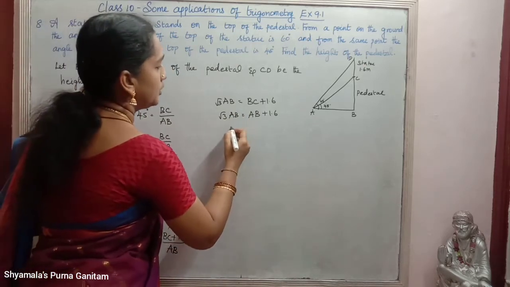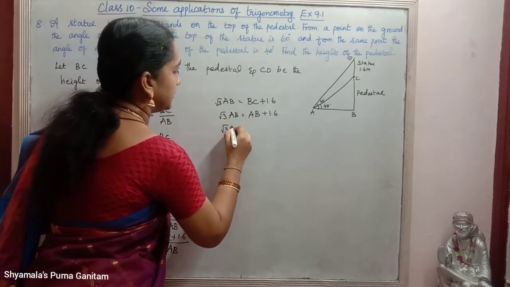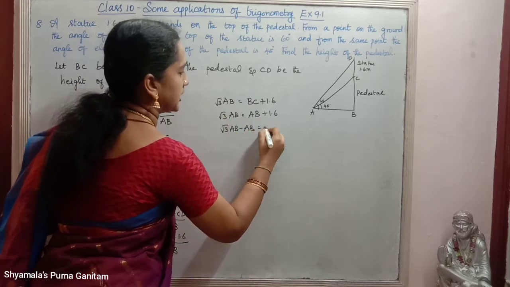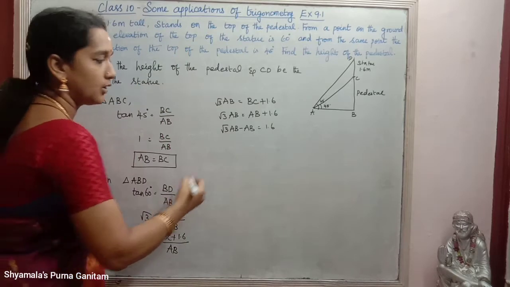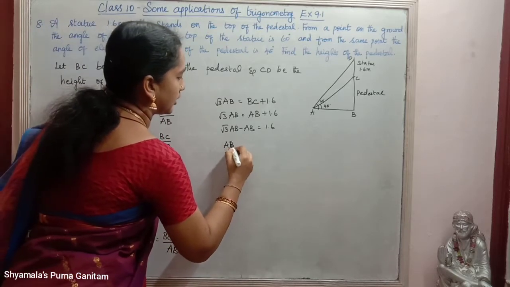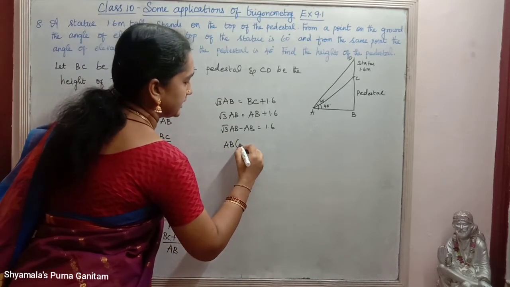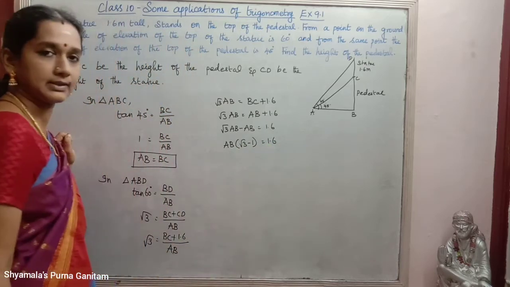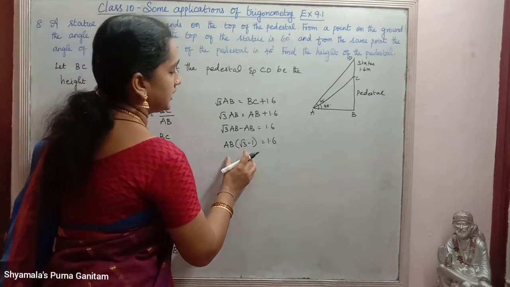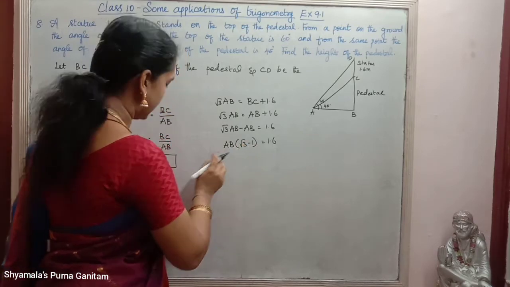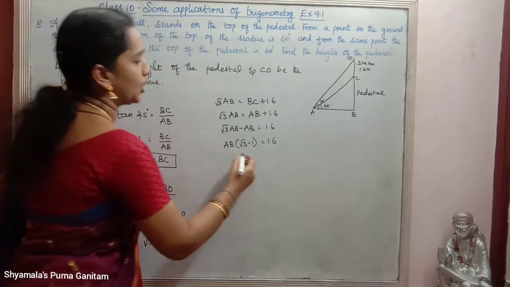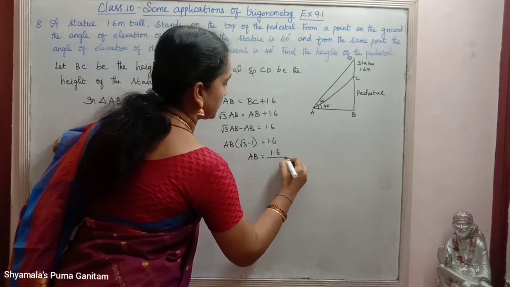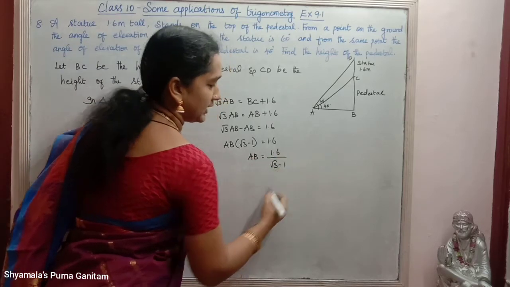Okay, so now root 3 AB minus AB, we will bring this AB to this side, is equal to 1.6. If we take AB common, we will get AB times root 3 minus 1 is equal to 1.6. So if we find the AB length, that will be equal to BC. Here we are getting AB only. So AB is equal to 1.6 by root 3 minus 1.